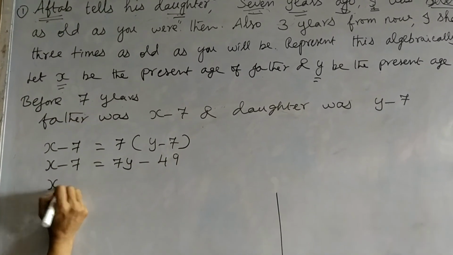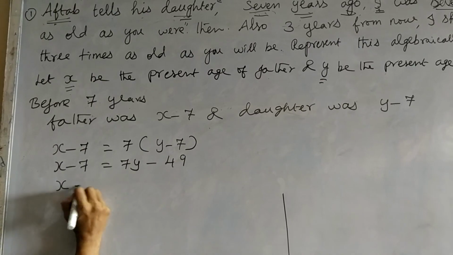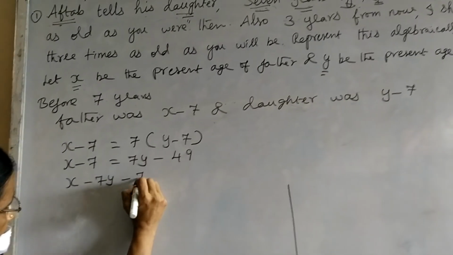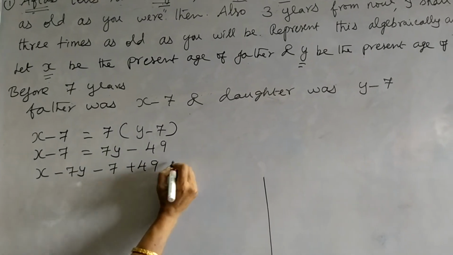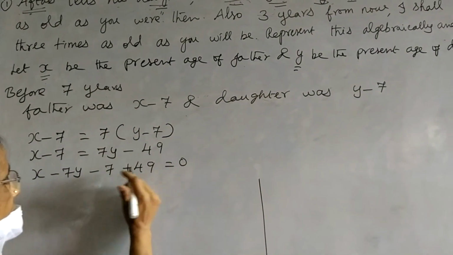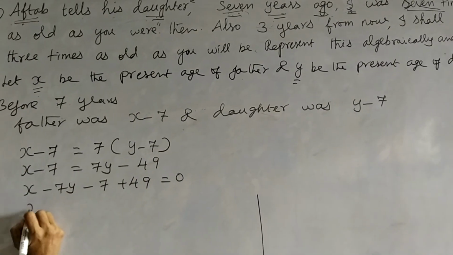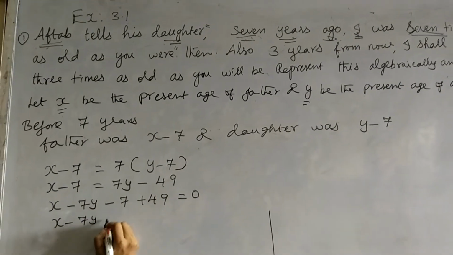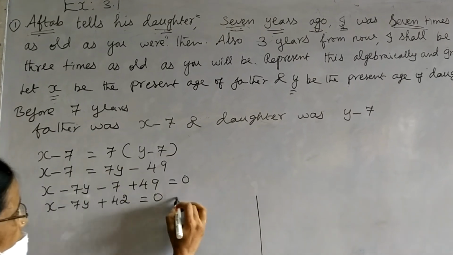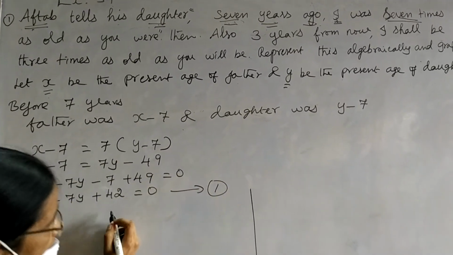Therefore, x minus 7y minus 7 plus 49. I bring it to the standard form, collecting x in the first place, y in the second place, and the constant in the remaining place. So it is x minus 7y plus 42 is equal to 0. This is the first equation.